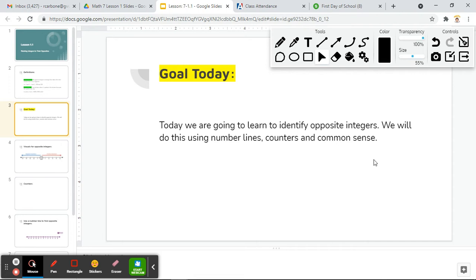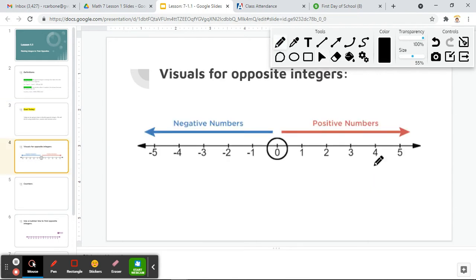All right, so our goal today is we're going to learn to identify opposite integers. And we're going to do this using number lines, counters, and common sense. So first off, let's look at some visuals here. So we see here on a number line, we have some both positive and negative numbers. So right here at the center is 0. So if I want to look at the first number 1 here, then to find its opposite integer, I can first see that the distance from 0 to 1 would be 1 unit, or the absolute value of 1 there. Now, the distance from -1 to 0 would be the absolute value of -1, and these will be equal to each other. The absolute value of -1 is equal to the absolute value of 1 because they both have 1 distance from 0. And this can be true for all other numbers here.